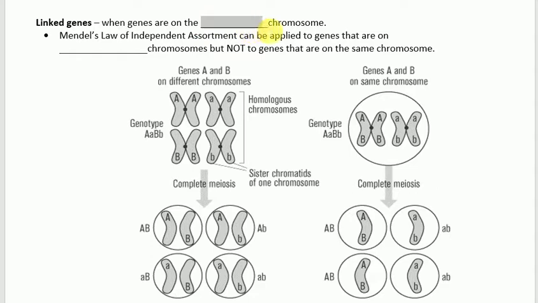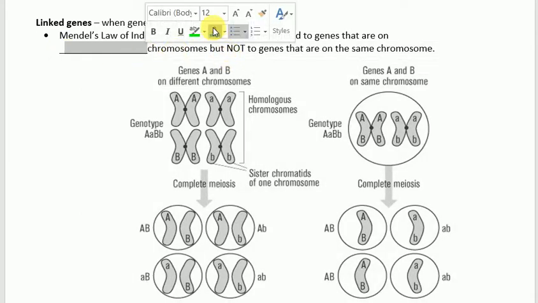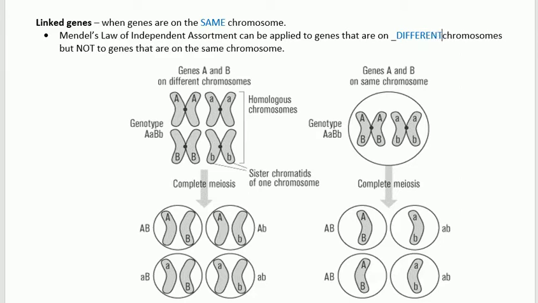We're going to talk about linked genes to start with. So a linked gene is when genes are on the same chromosome. Mendel's law of independent assortment can be applied when genes are on different chromosomes, but not when those genes are on the same chromosome.